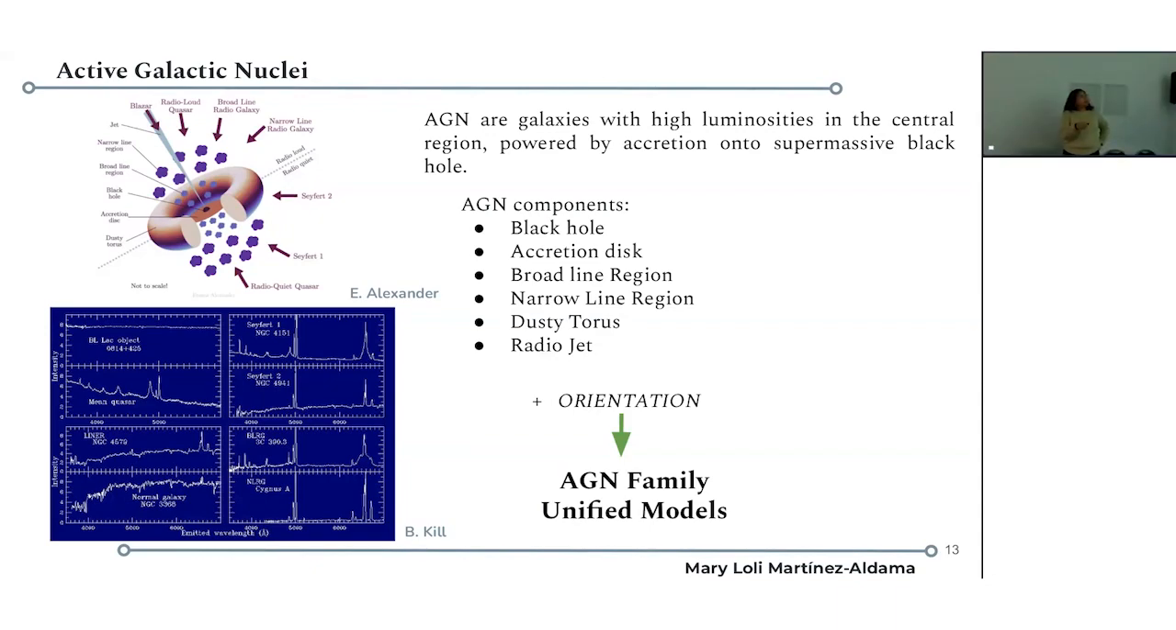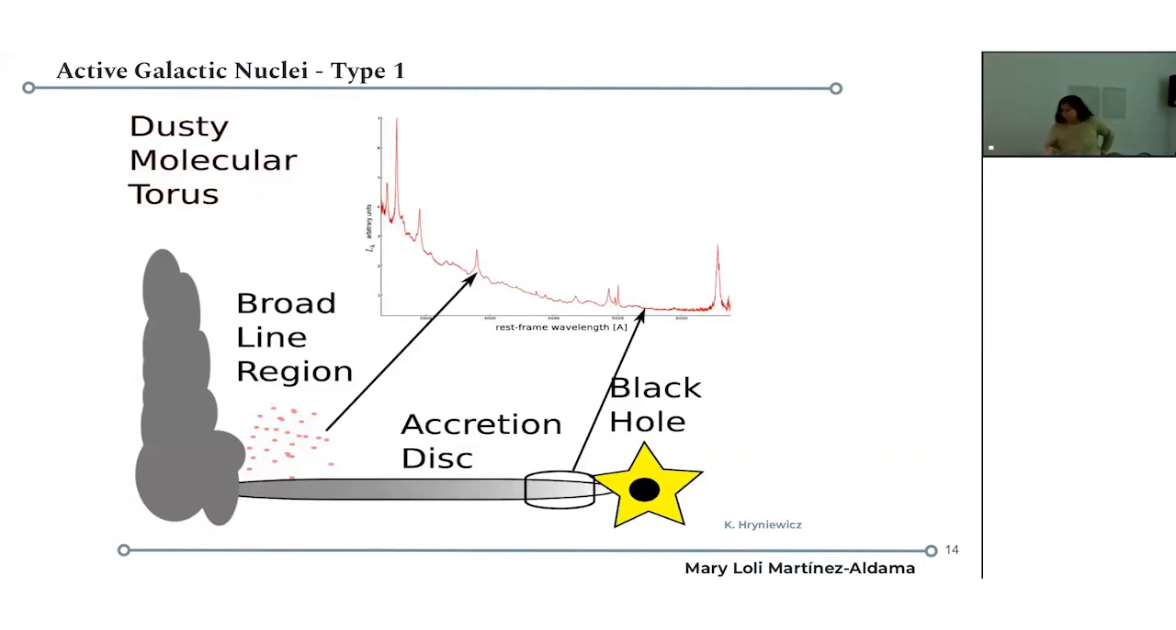Type 2, for example, we've been observing only in this direction. We can observe only the narrow line, so that's why we are observing nothing from the center. In this talk, I will focus on type 1 AGN.